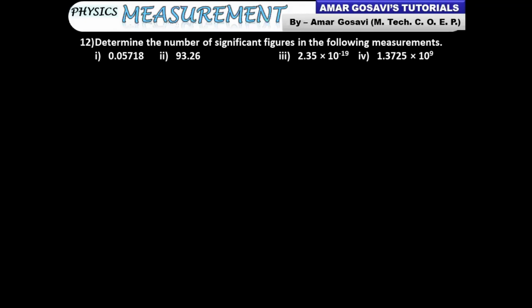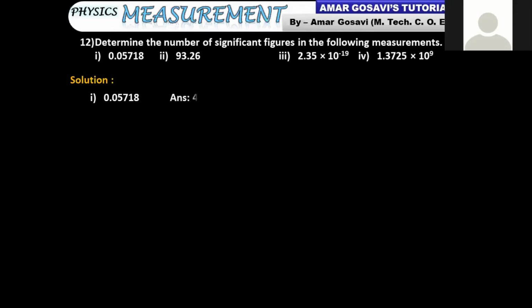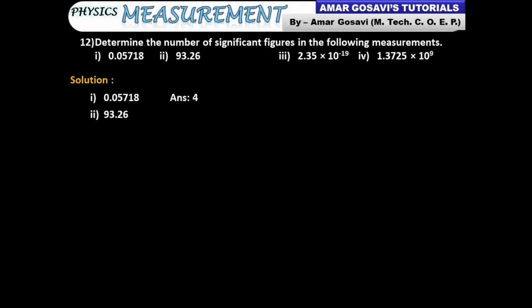You think about the first number. First number में कितना significant figures है बताइए. According to the rules which we have seen. 4. Okay, let's see. Very correct. 4 are the number of significant figures. Great. Second, 93.26. How many significant figures?